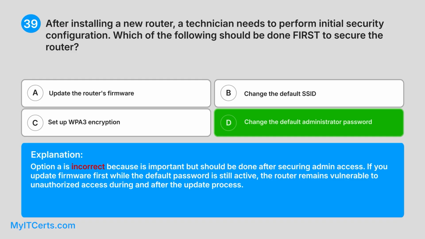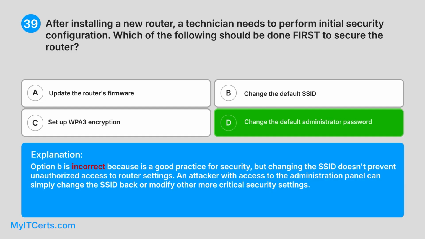Option A, update the router's firmware, is incorrect because it is important, but should be done after securing admin access. If you update firmware first while the default password is still active, the router remains vulnerable to unauthorized access during and after the update process.